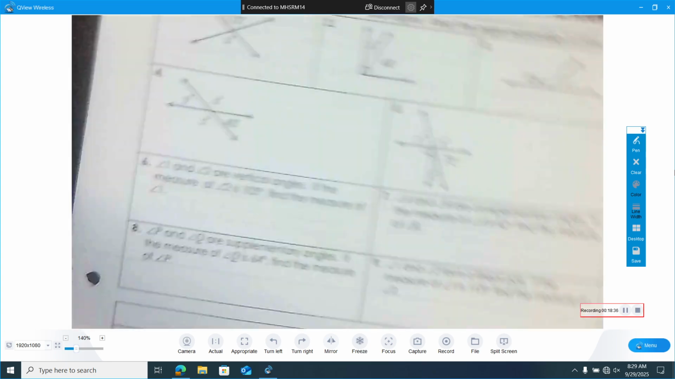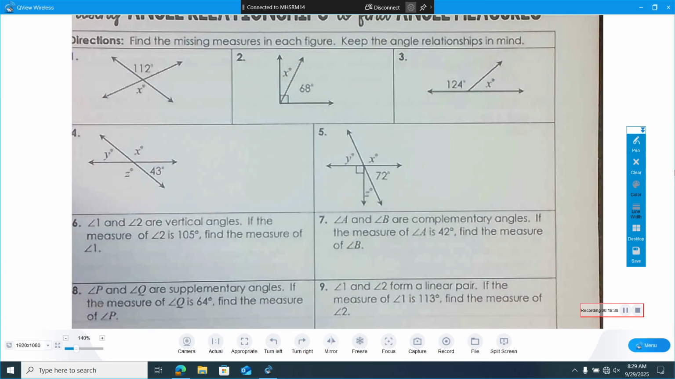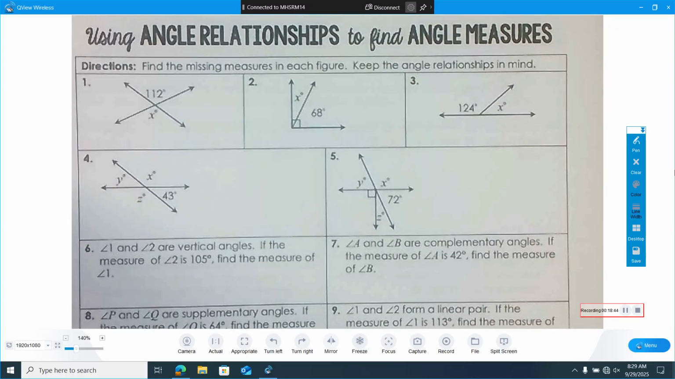All right. So now that we have a good understanding of angle relationships, we're going to work through a few problems here. All right, directions. Find the missing measures in each figure. Keep the angle relationships in mind.